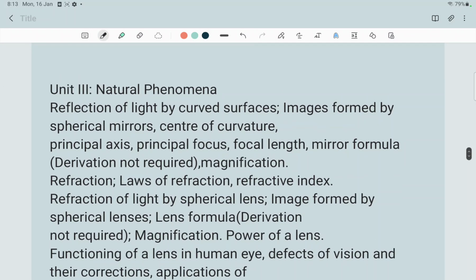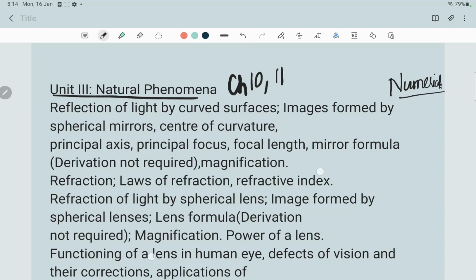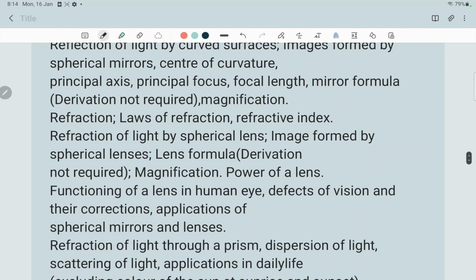So we come to the third unit, which has chapter 10 and 11. Here you will get some numericals. So first of all, you learn the formulas. You will get the laws of refraction, laws of reflection, and then you should know the ray diagrams.